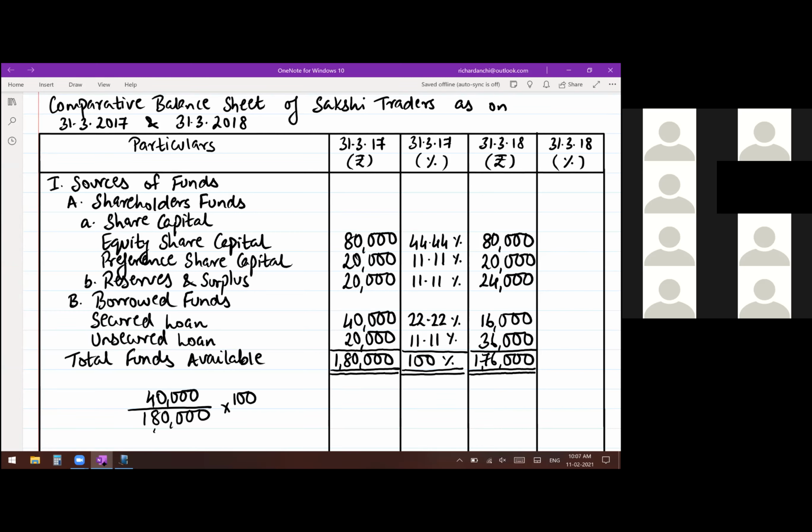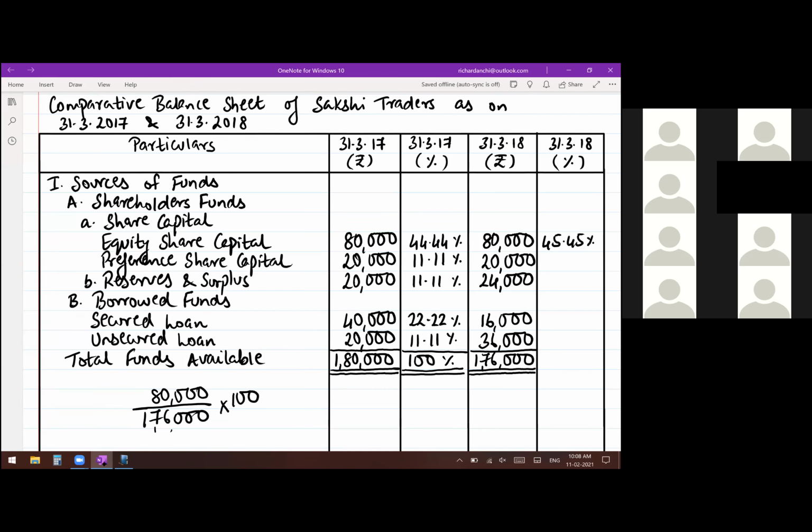Okay, 2017 is over. For 2018, the base now is changing. 1,76,000 is the total funds available. Starting from the top, firstly, equity share capital 80,000 divided by 176 into 100. Calculate and tell me what is the percentage. 45.45%.